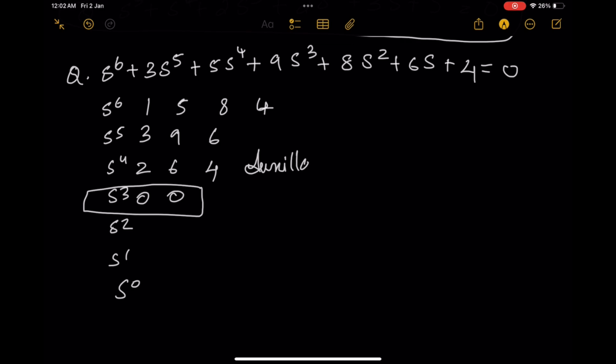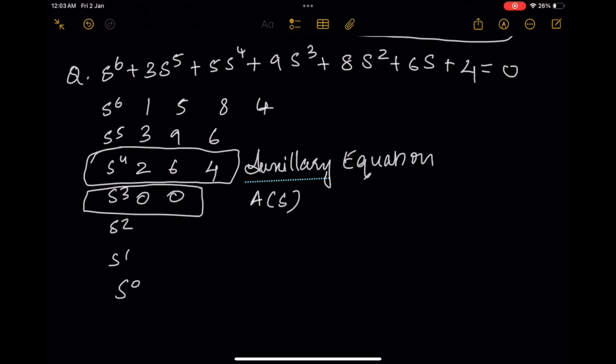Auxiliary equation. We are going to form an auxiliary equation, which I'm writing as A of S. From the row just below the one with a 0, we got a row with all zeros. So I'm going to form an auxiliary equation using the elements of the row just above it. So I'm taking this row into consideration, and I'm going to write an auxiliary equation using this.